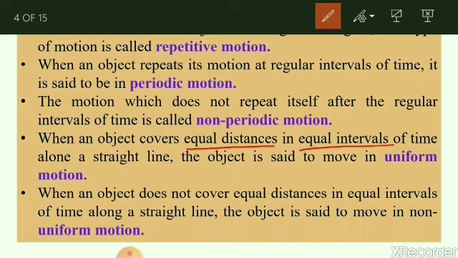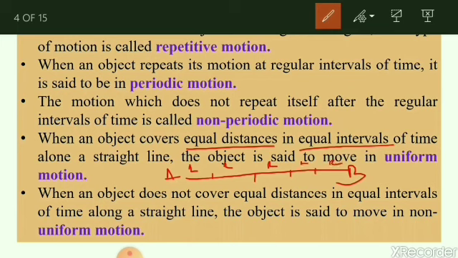Suppose we have to cover a 5-meter distance. Suppose this is the starting point A and this is the end point B, and the distance between A and B is 5 meters. Suppose we divide this 5-meter distance into 1-meter parts: first 1 meter, second 1 meter, third 1 meter, fourth 1 meter, and fifth 1 meter. The first 1 meter is covered by the object in 2 seconds, the next 1 meter in 2 seconds, the next in 2 seconds, 2 seconds, and 2 seconds.